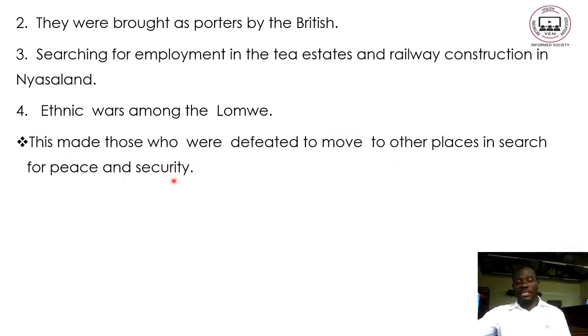You know, when there is disturbance, nothing can go on well. Sometimes disturbances come in the form of pandemics. There was corona sometime, disturbing all things, the economy not working, people not going to school, many things not going on well. So that is disturbance. Here we talk of ethnic wars that brought disturbance. Then those who were defeated decided to look for peace elsewhere.